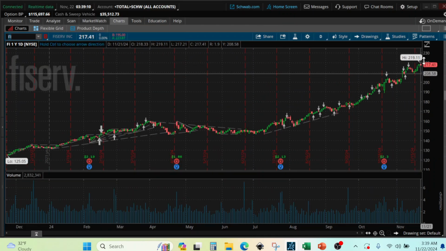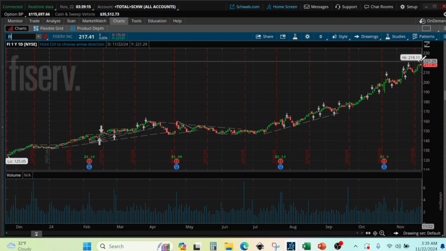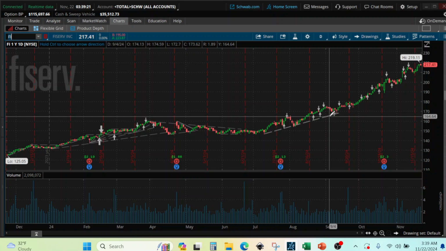FI, we have a red bar yesterday. Even though it reached a high, we have a red bar. I like this trend here. Let's just take some time to highlight this, and that will activate that line. Okay, now I just held on to that.